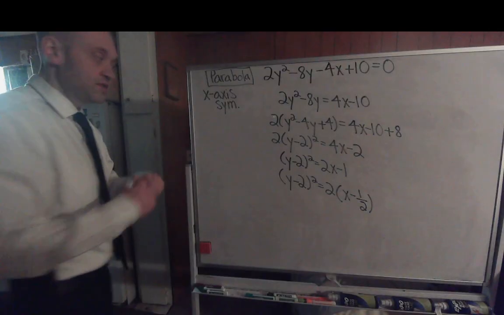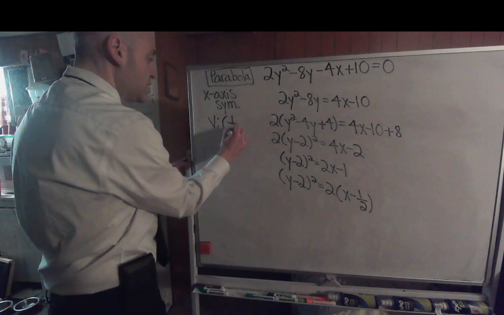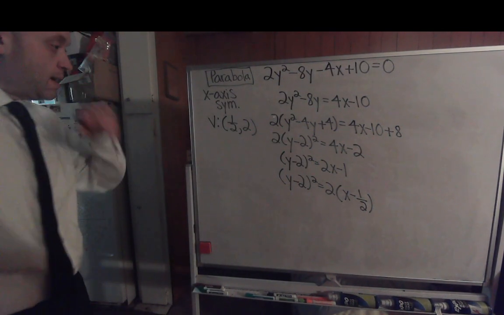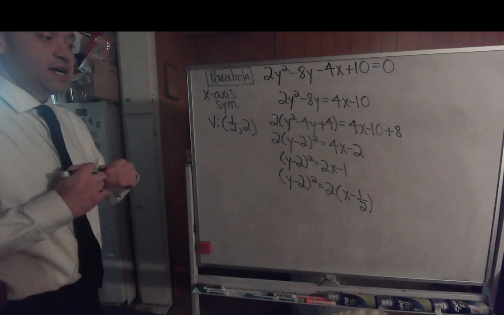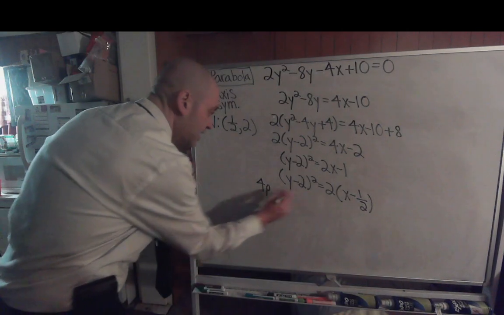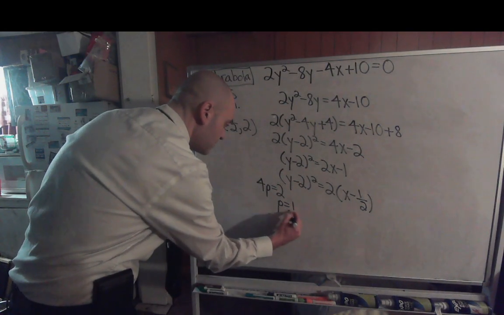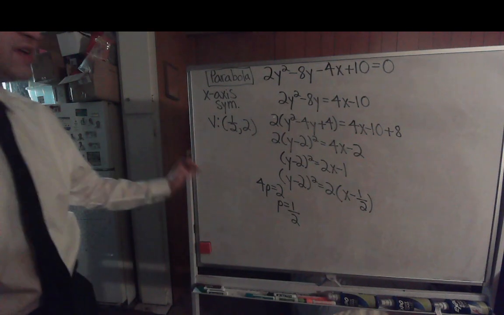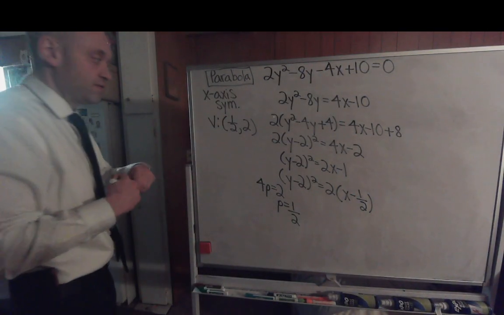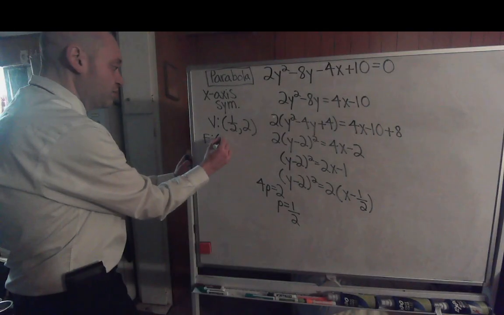So let's find out what the vertex is. The vertex, of course, would be at (1/2, 2). The vertex of this parabola is at (1/2, 2). Now, we still have to find the focus and the directrix. So let's find p. We know 4p equals 2, which means p equals 1/2. And this happens to have x-axis symmetry. So to find the focus, you add p to the x-coordinate of the vertex. So your focus, if you add a half to a half, will be at (1, 2).